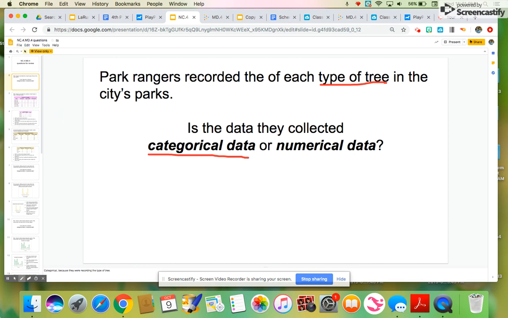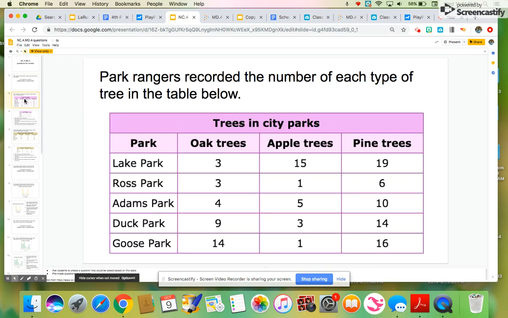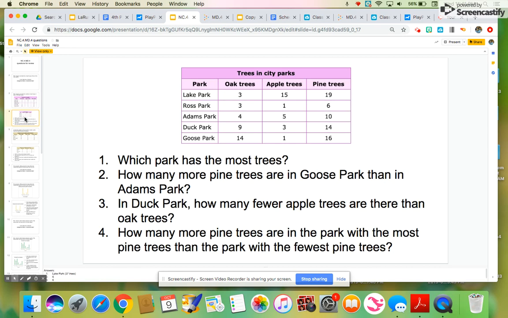Let's look at a chart to help us with answering some questions. In this case, here's our chart talking about 5 different parks and the type of trees that are in each of those parks. It's broken up into oak trees, apple trees, and pine trees, and it tells us how many of each type of tree are in each of those parks. Let's use that same chart to answer some questions about the charts.